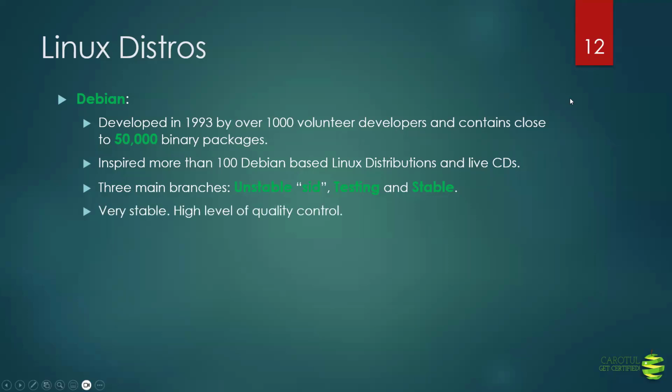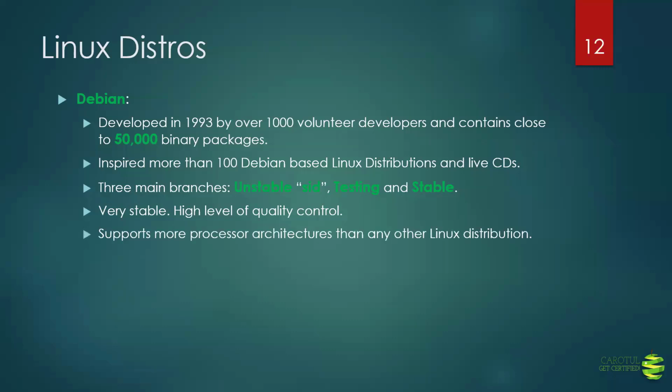One of the benefits of Debian is that it is very stable and has a very high level of quality control, and it also supports more processor architectures than any other Linux distribution. So if you're using one of the older processor architectures, you can rest assured that Debian does support it, including the newer ones as well.